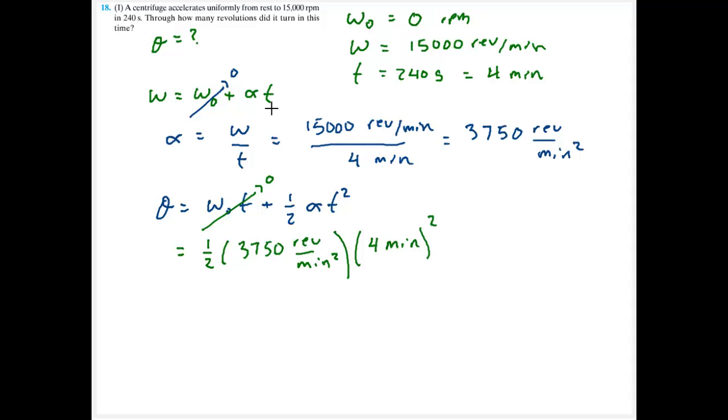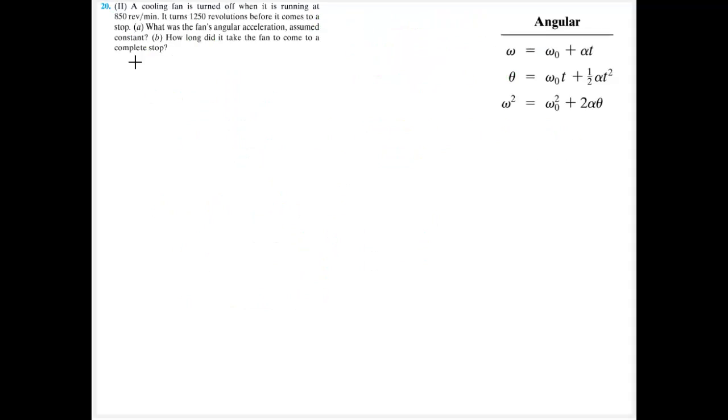I'm going to square that, and I'm explicitly writing the units in because I'm doing something kind of funky here. So my square minutes are going to cancel out, and I'll be left with how many revolutions this guy turns, and it's going to turn 30,000 revolutions, or 3 times 10 to the 4th revolutions. A little bit more practice using these equations of motion for constant acceleration.